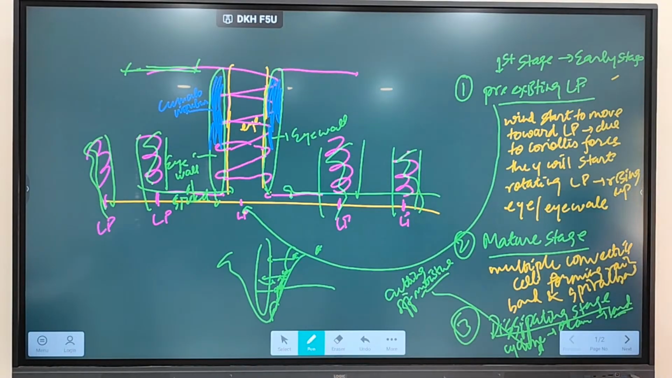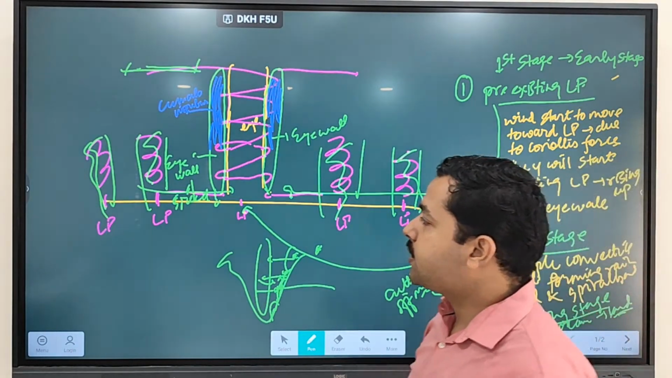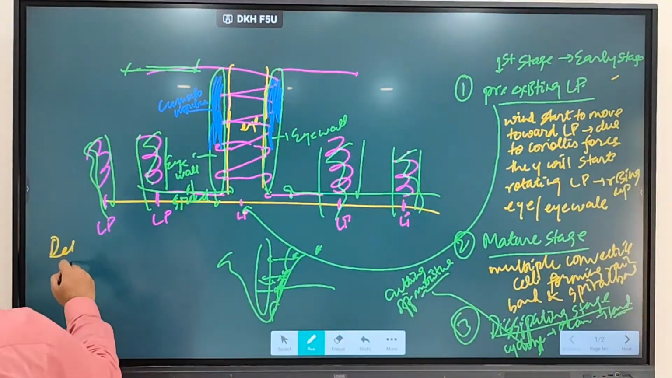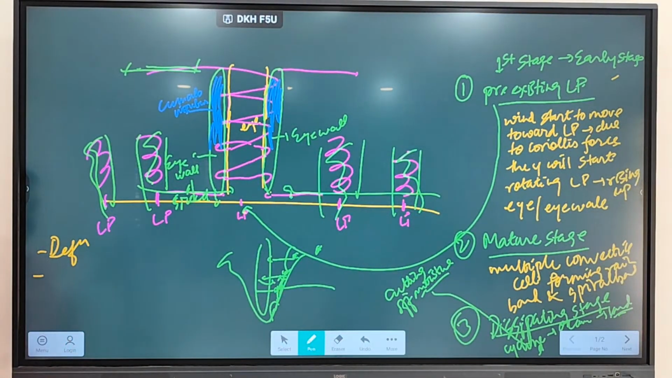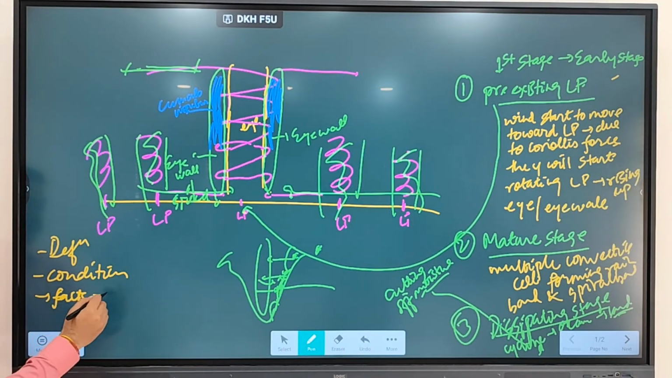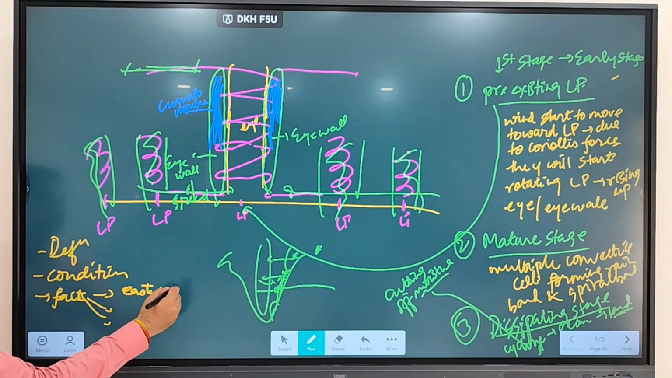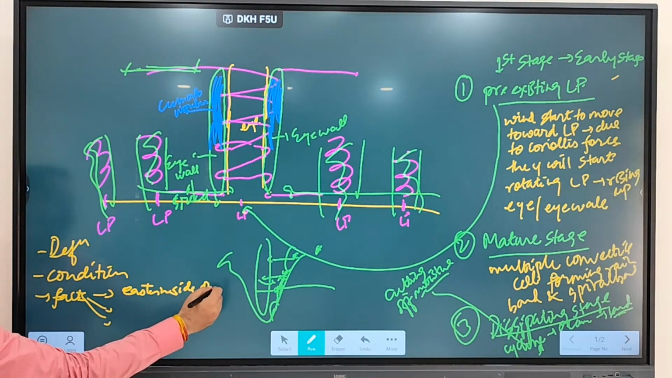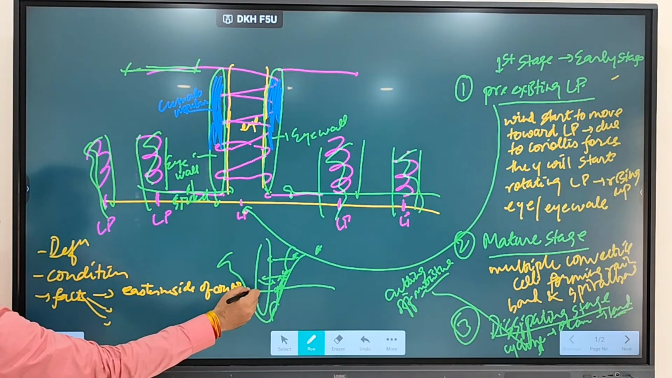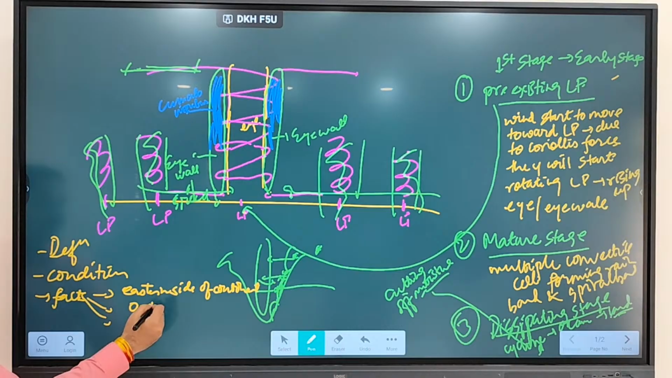Clear? So we started with the definition of tropical cyclone. Then we have covered the conditions. What are the conditions to form tropical cyclone? Then certain facts we have discussed, that a tropical cyclone will always form on the eastern side of a continent. They will not be formed between 0 to 10 degrees north and south.